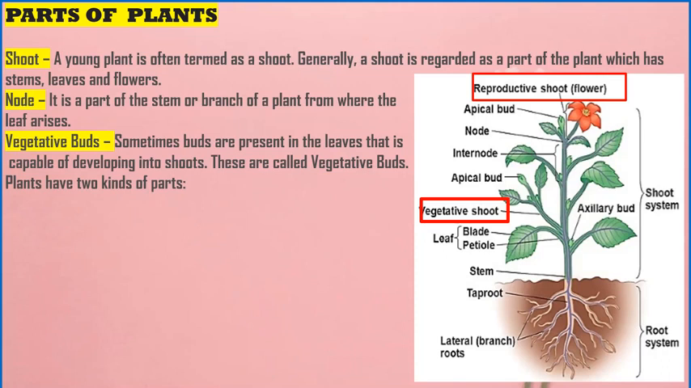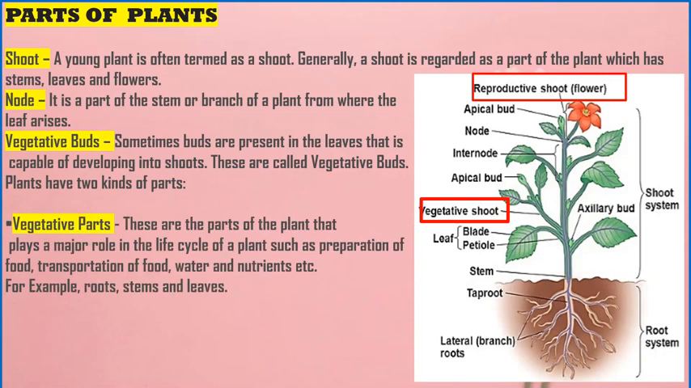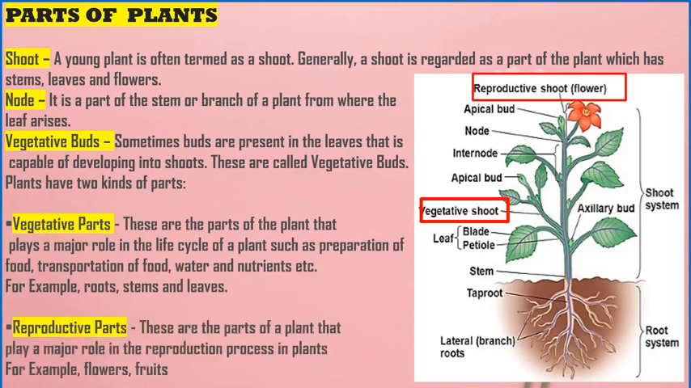Broadly, plants have two kinds of parts: vegetative parts and reproductive parts. These vegetative parts are the parts of the plant that play a major role in the life cycle of a plant, such as preparation of food, transportation of food, water and nutrients, etc. For example, roots, stems and leaves make the vegetative part of a plant. Reproductive parts are the parts of a plant that play a major role in the reproduction process in plants. For example, flowers, fruits.